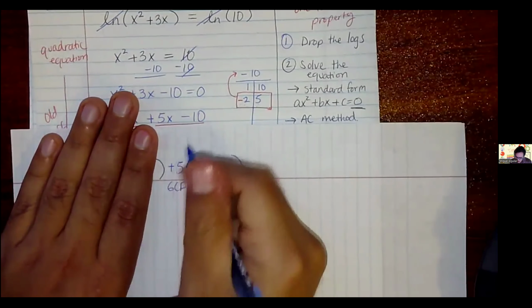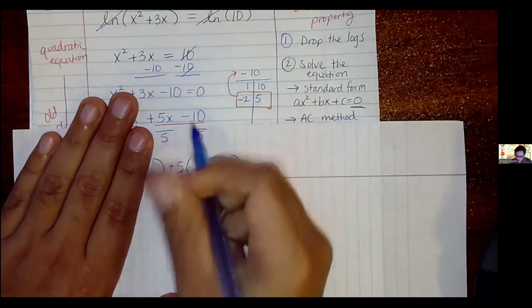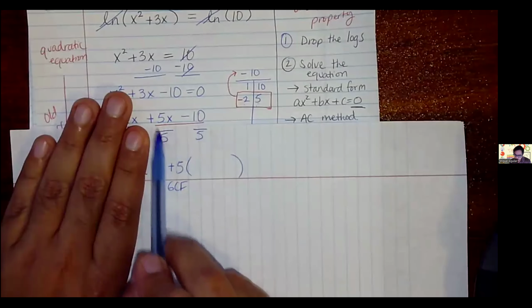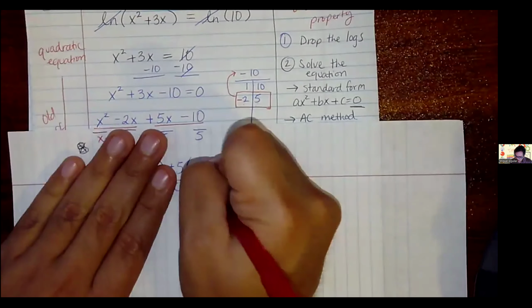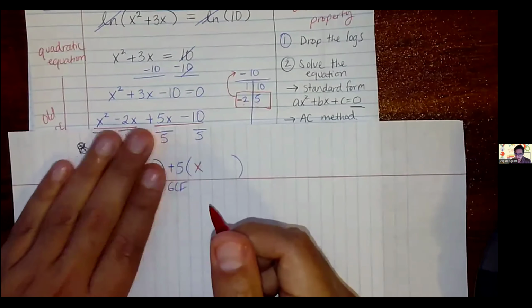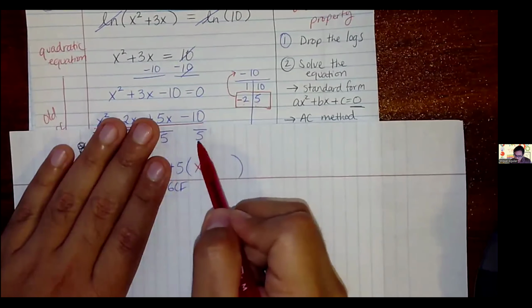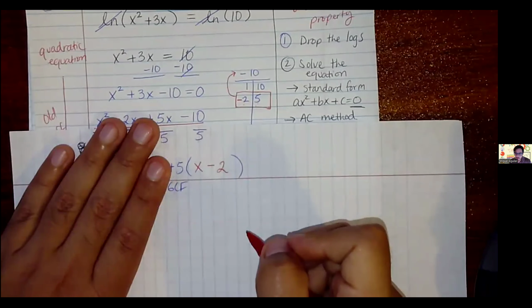And if you want, you can say, let's divide this by 5 and divide this by 5 to see what we get. So if I have 5x divided by 5, the 5's cancel out, and what am I left with? I'm left with an x. And then negative 10 divided by 5 should be negative 2. Okay.